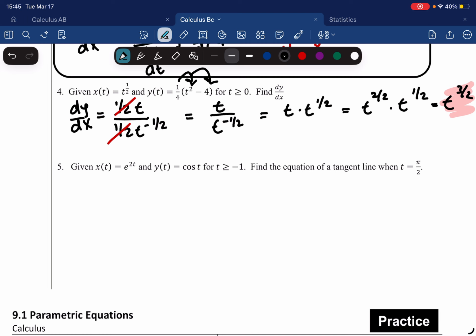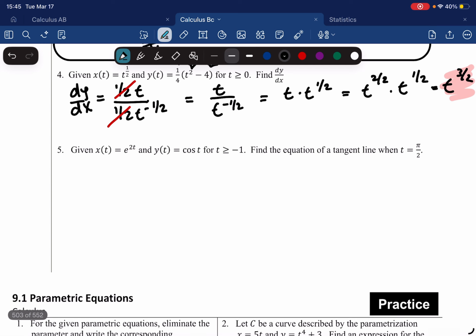Okay, so number 5 says given x of t is equal to e to the 2t and y of t is equal to cosine t for t greater than or equal to -1, find the equation of the tangent line when t is equal to pi halves. So since it wants us to find the tangent line, what we're really finding is the point slope form. So that y minus y1 is equal to m times x minus x1. So what we need to do first is plug in pi halves into x and into y.